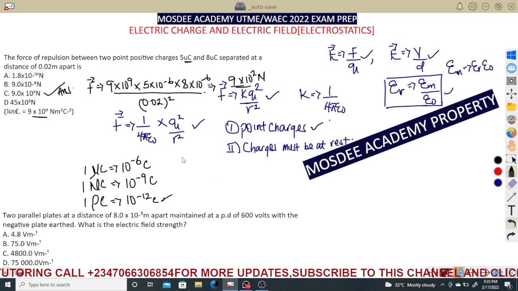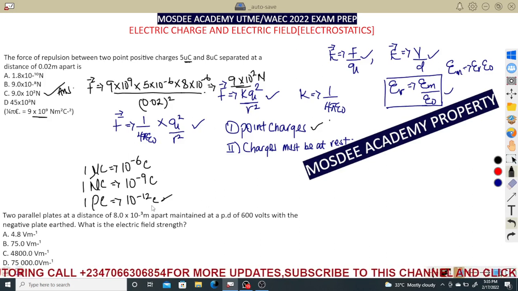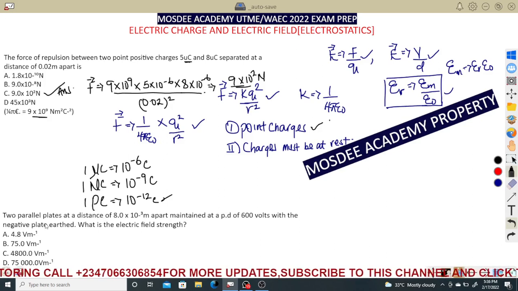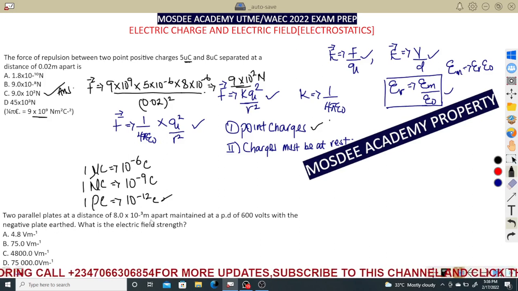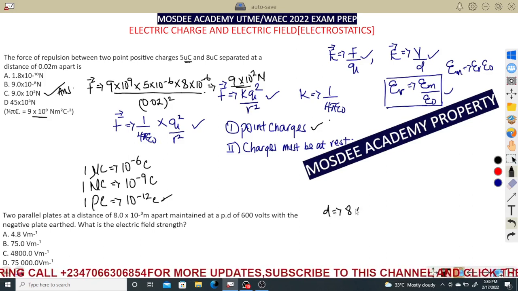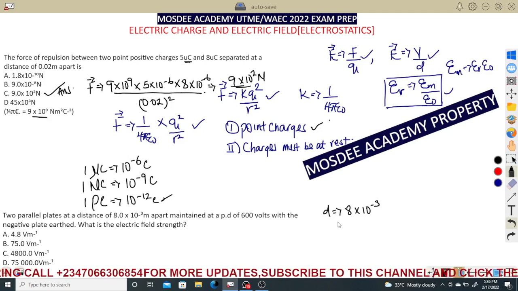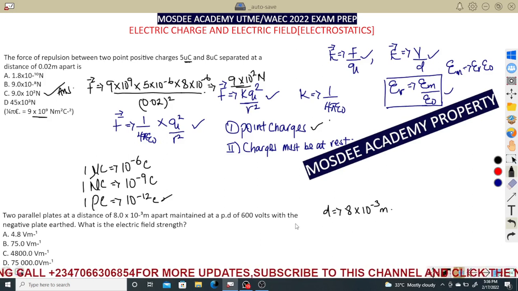It's because of time, my dear students. Apologies as always. The next question, guys, is this one. Two parallel plates at a distance apart, d, of 8.0 times 10 to the power negative 3 meters. That is the distance.